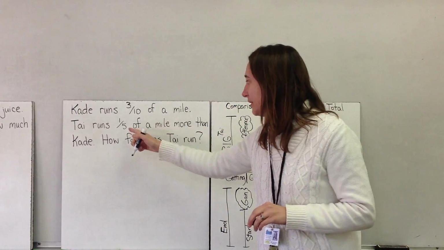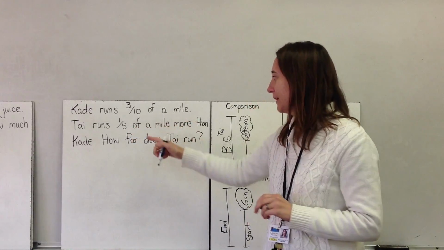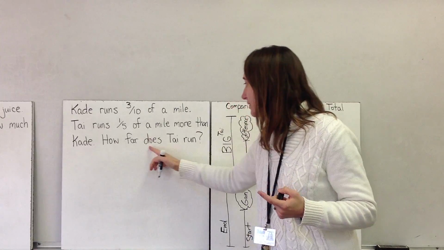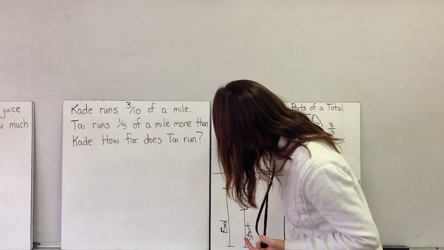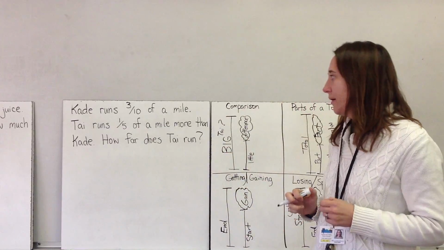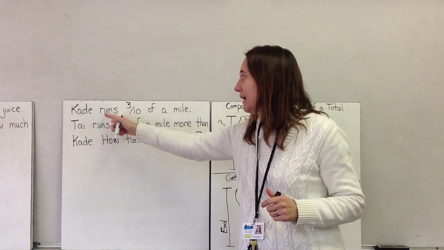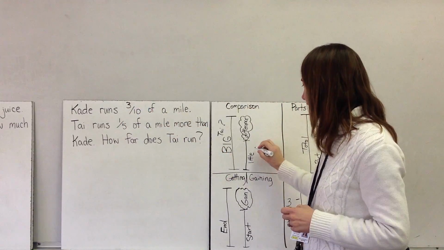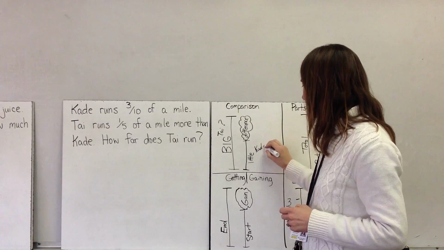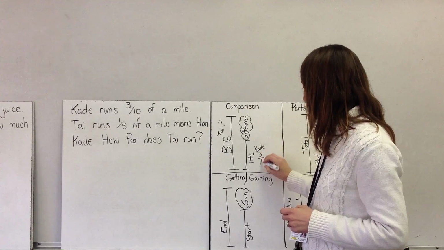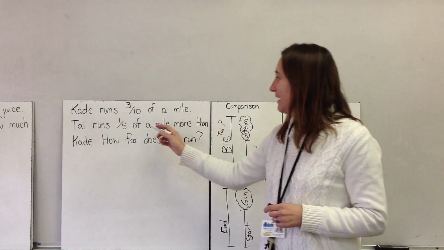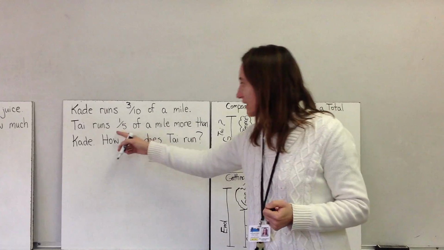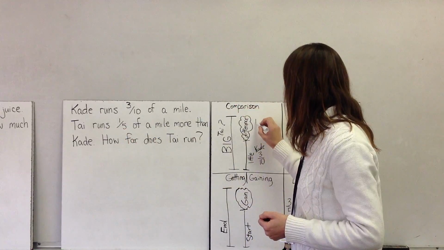And it says Ty runs 1/5 of a mile more than Cade, but we don't know how much Ty ran because, look at our question. How far does Ty run? So we have to put a question mark here. All right, it tells us that Cade runs 3/10 of a mile. So we can put, it would be the little one, and we can put 3/10 here. And it tells us the difference. It tells us how much more. Ty runs 1/5 of a mile more.